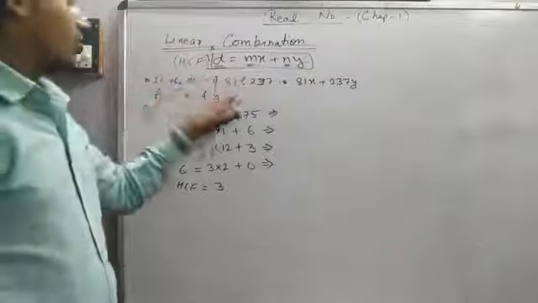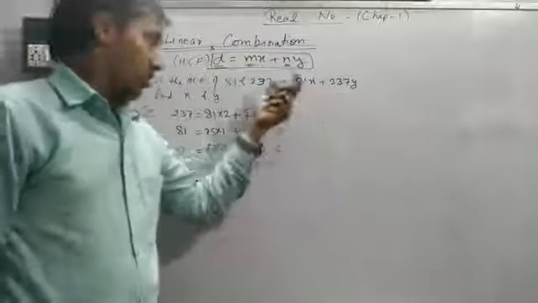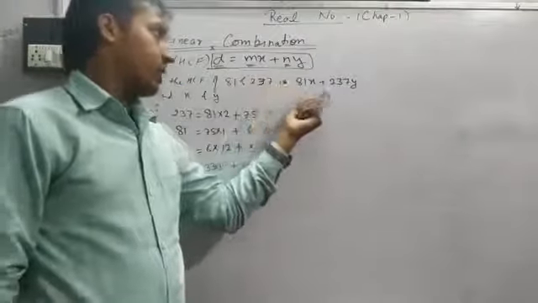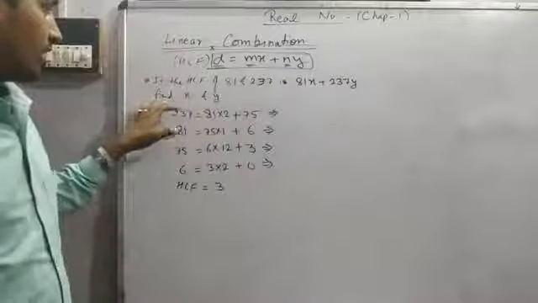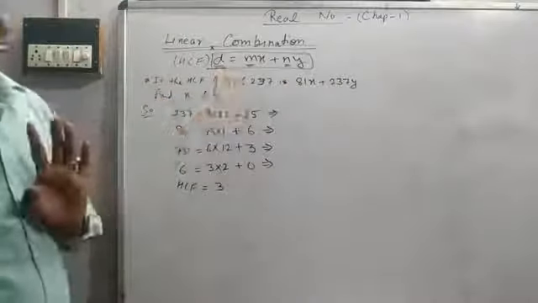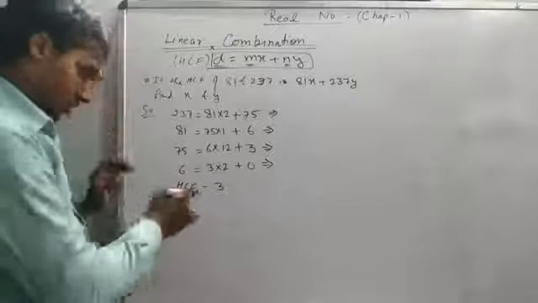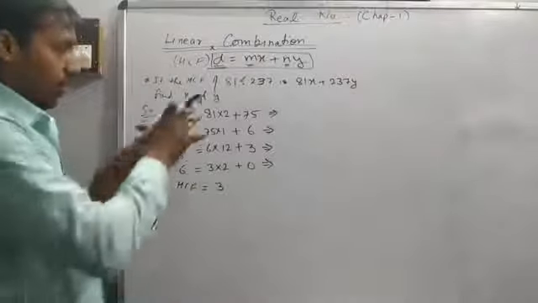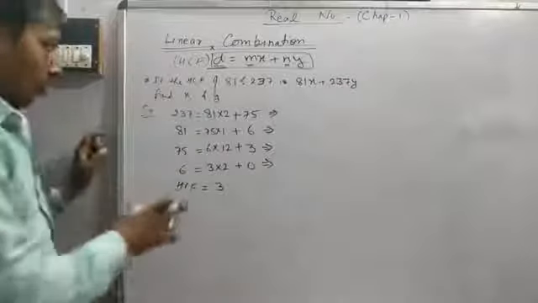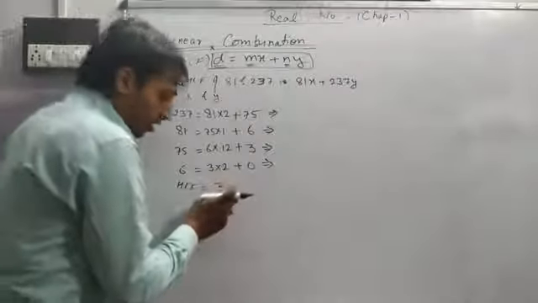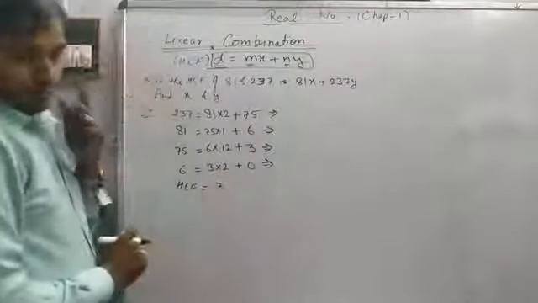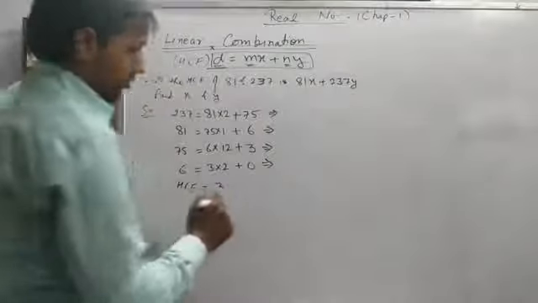If the HCF of 81 and 237 is 81x plus 237y, find the values of x and y. So firstly we find the HCF. We get the HCF 3. Then we convert the whole expression into 3 form. How do we combine them? Let's see.